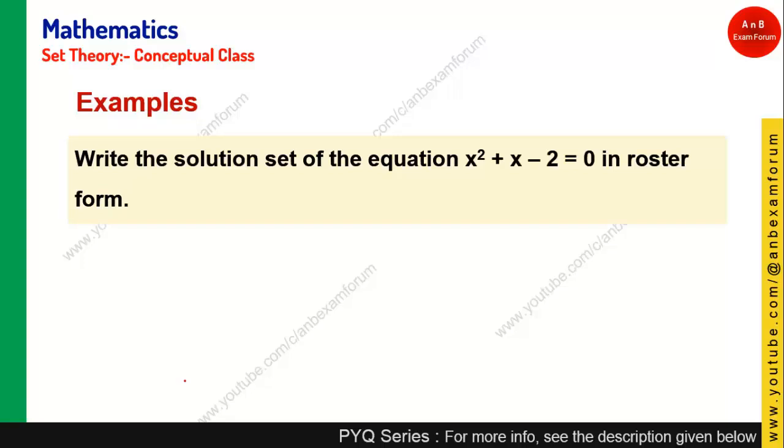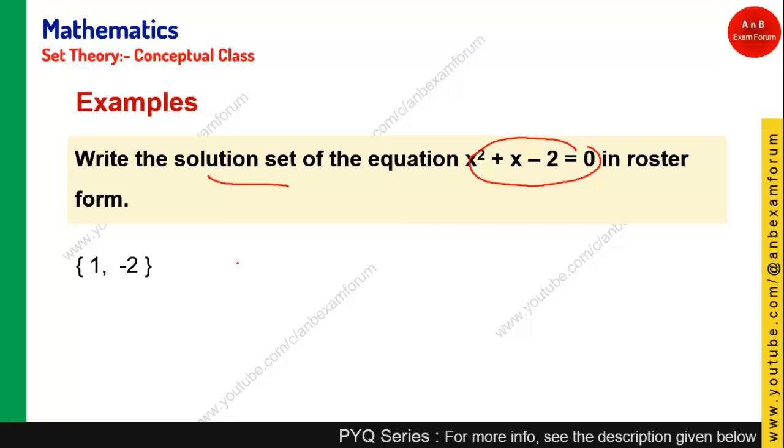Coming to the examples, let us see them one by one. Write the solution set for the equation x^2 + x - 2 = 0 in roster form, roster or tabulation form. So how to build the set? You need to make the solution set. You should know how to solve this quadratic equation. If you know, then there are two roots, 1 and -2. I am not solving this quadratic equation in this particular session.